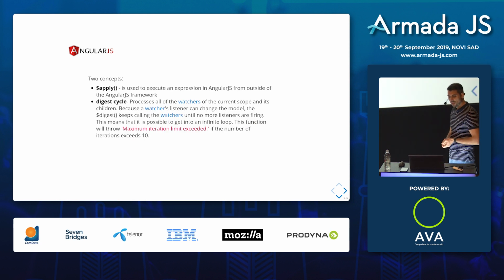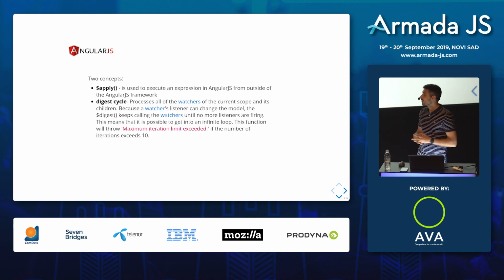We have to be aware of two main concepts in Angular. It's $apply. Because Angular is a framework, it does everything for us. And if we are using it, we don't have to bother about when and how something is going to be updated. But if we are using some other library outside of Angular, for example, Axios to get some data from the server, then we have to explicitly call $apply, even if we have changed the properties in the scope, so Angular can go through them and check if something is changed.